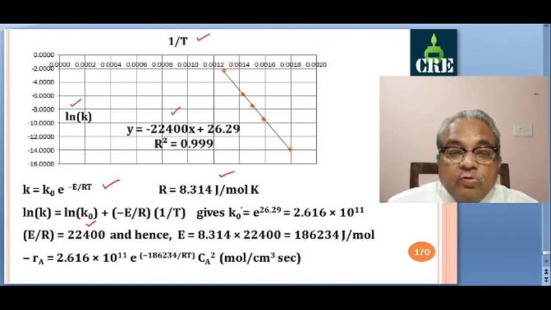So minus RA value. This value, intercept, is plus 26.29. So K0 is e raised to 26.29, that comes out to be 2.616 into 10 raised to 11. Okay, and this is the value in joules per mole.